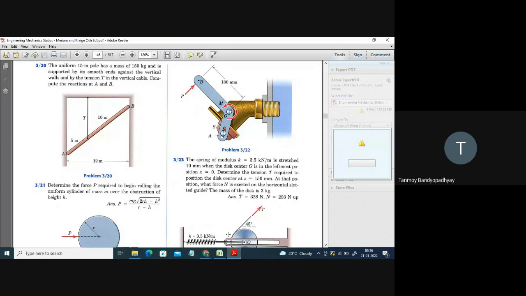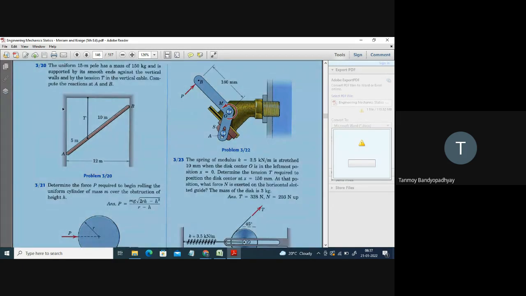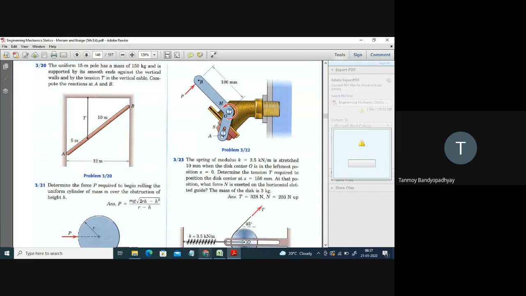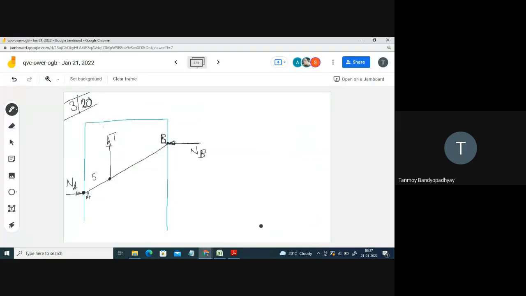What else will you have? Weight. It's a uniform pole. Remember this word uniform. When we move to CG problems, you have to consider that. It's 150 kg. The total length is 15, so at a distance of 7.5 from each end you will have the weight of the block acting downwards. The weight is 150 into 9.81. So this is 5, this is 2.5, and this distance from here is again 7.5 meter.